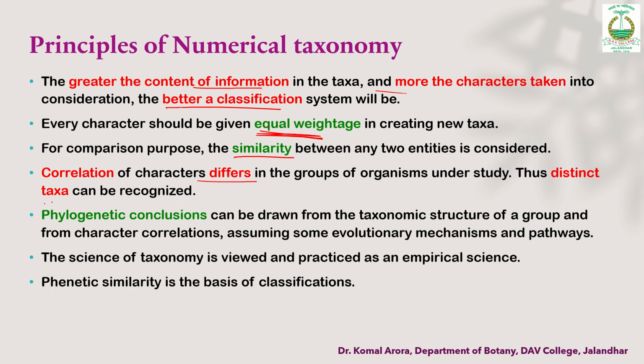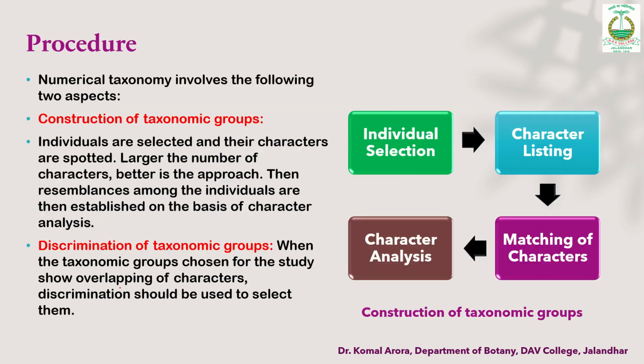Thus, distinct taxa can be recognized. Phylogenetic conclusions can be drawn from the taxonomic structure of a group and from character correlation, assuming some evolutionary mechanisms and pathways. So we can have phylogenetic information also included in this. And the science of taxonomy is viewed and practiced as an empirical science. Phenetic similarity is the basis of classification, which is related to their phenotype, meaning their outlook, that is, the morphological characters. So what is the procedure adopted for this?